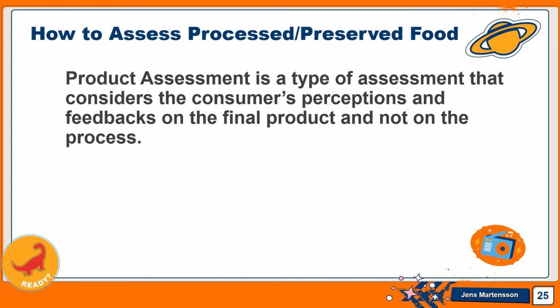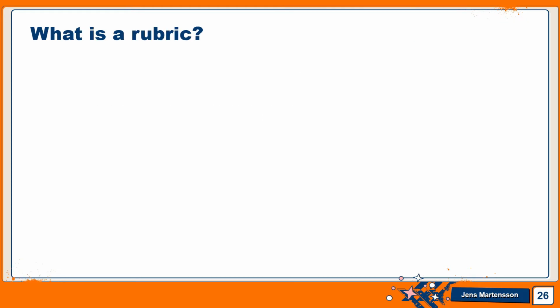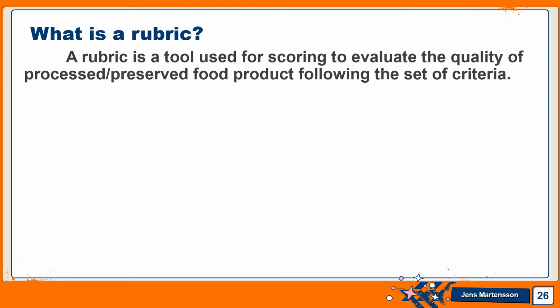Product assessment is a type of assessment that considers the consumer's perceptions and feedback on the final product and not on the process. What is a rubric? A rubric is a tool used for scoring to evaluate the quality of processed or preserved food product following a set of criteria.